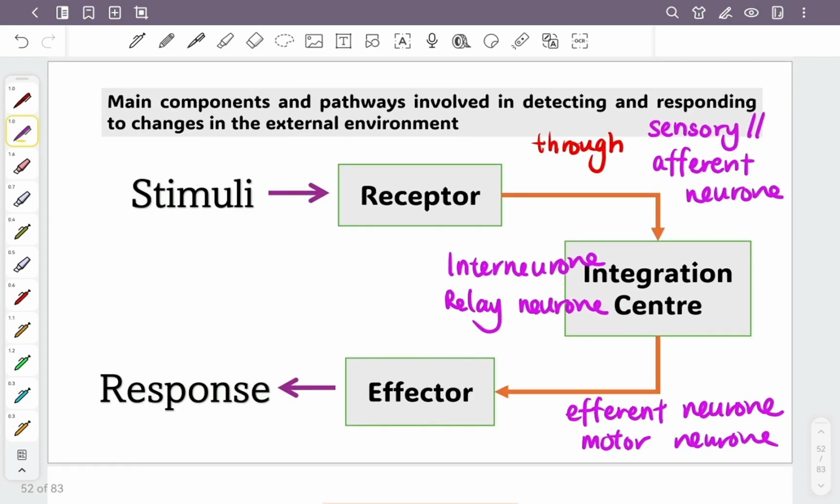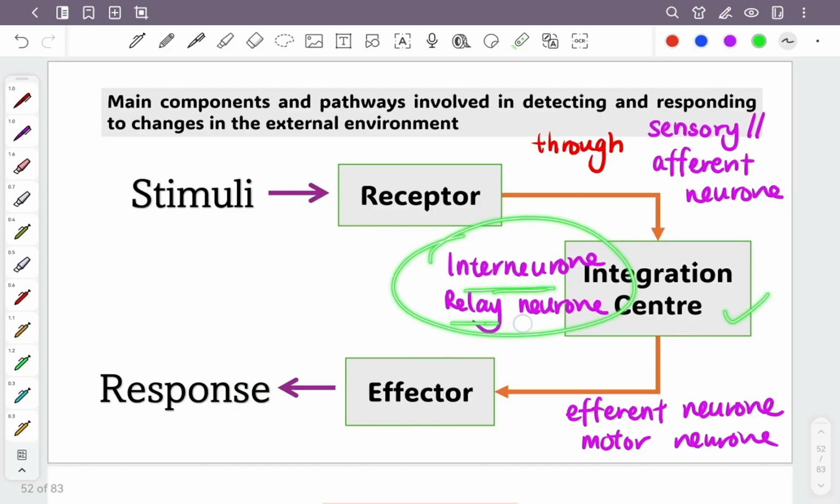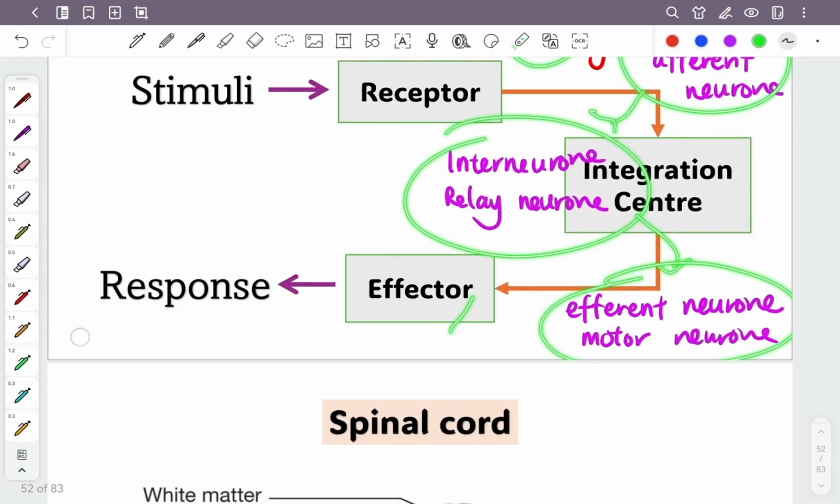So here, the receptor sends the nerve impulses through this neuron to the brain or spinal cord, the integration center. Inside here there is a lot of interneuron and relay neuron that connects the afferent neuron to the efferent neuron. After that, these nerve impulses come here, then go to here, then go to the efferent neuron and motor neuron. Lastly to the effector, they carry out the response.